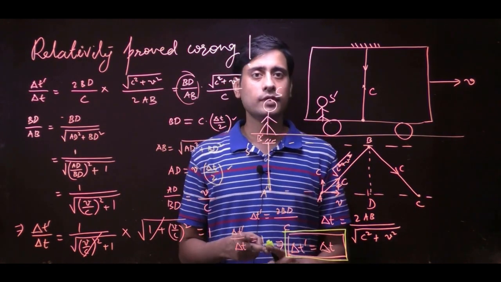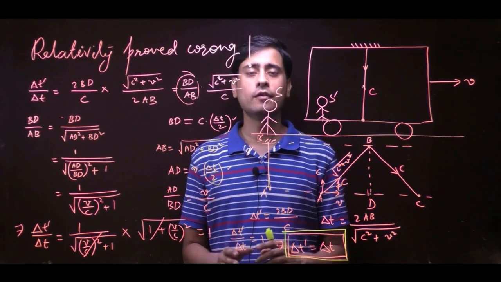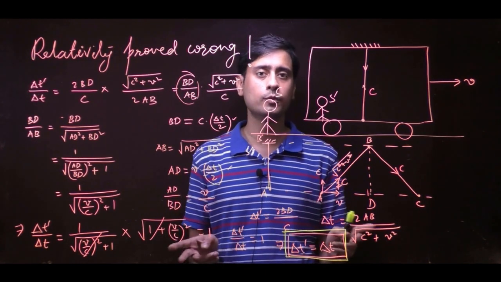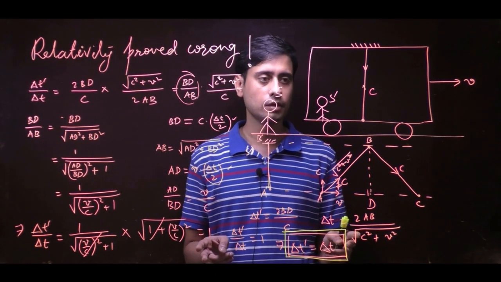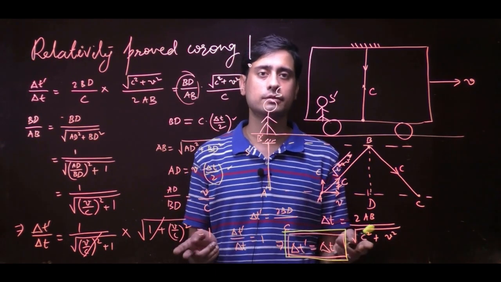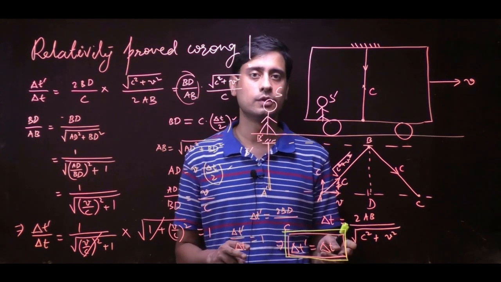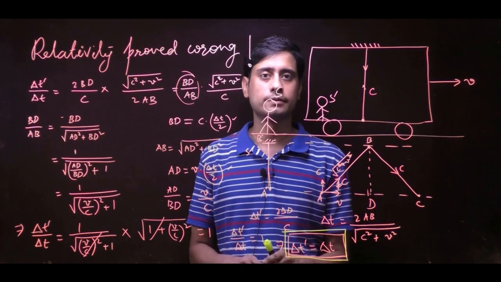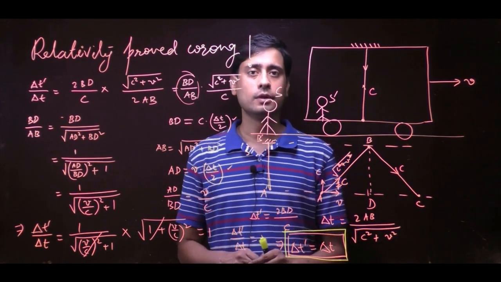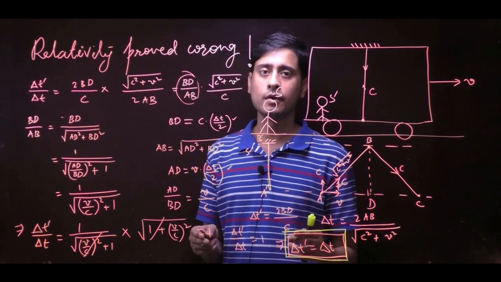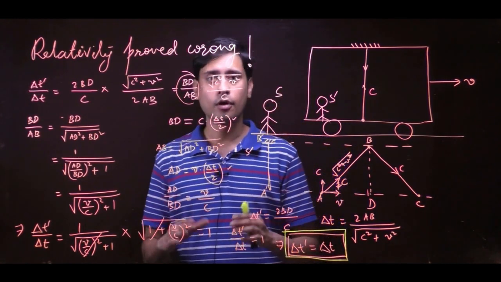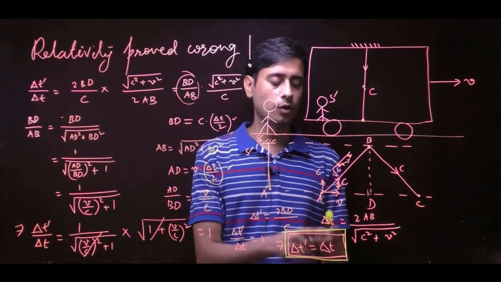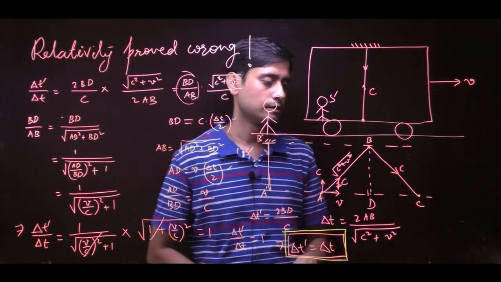that if we assume that the speed of light is the same in all directions, then for the two observers the speed can be different. The speed of light can be different for two observers, and there is no time dilation effect. But if you assume that the speed of light is the same in all directions and for all observers, then you will notice that this delta T prime is not equal to delta T in that case.